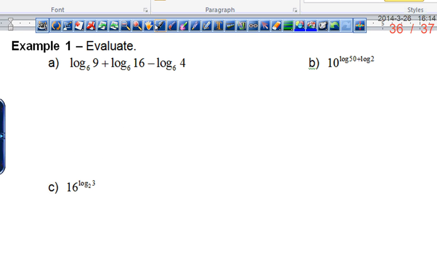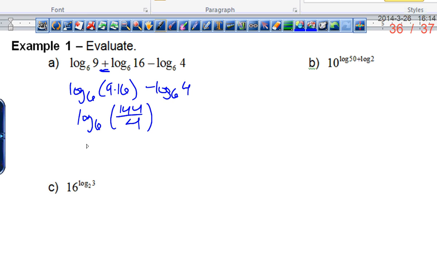All right. The first example is evaluating. Evaluating means give me a number. So addition means multiplication, so log base 6 of 9 times 16, and then minus log base 6 of 4. For logs, minus means division, so then I get 144 divided by 4. That's what 9 times 16 is. And then 144 divided by 4 is 36. 6 to what power makes 36? 2.